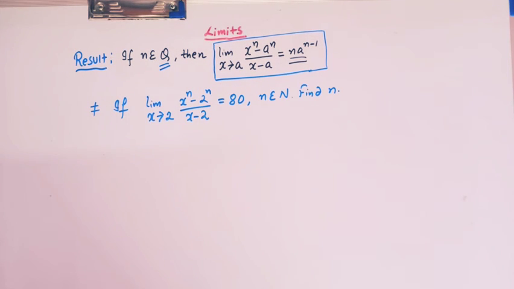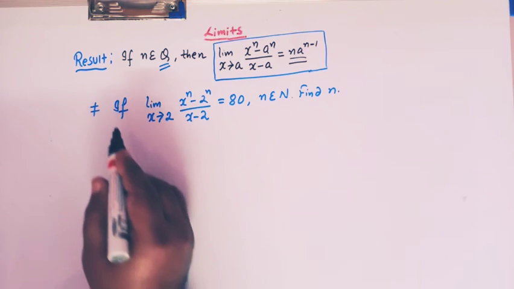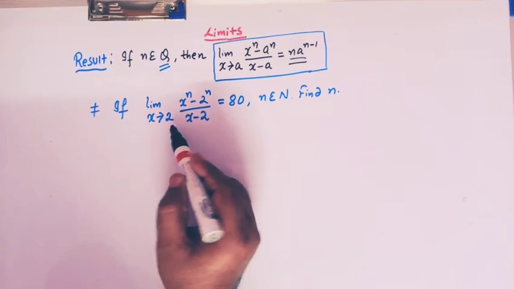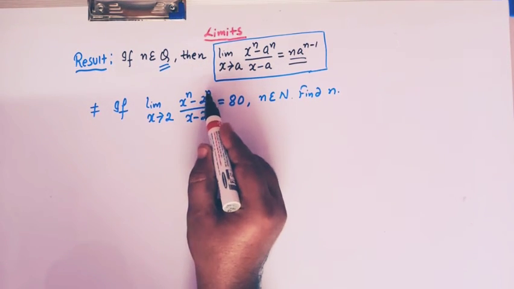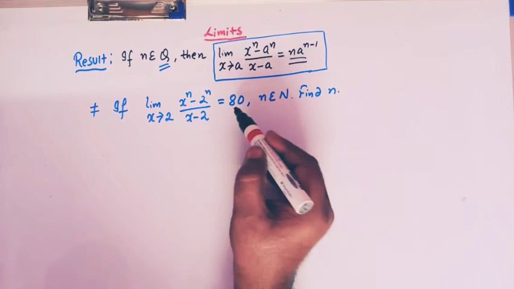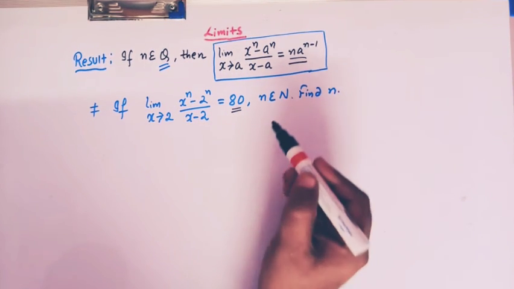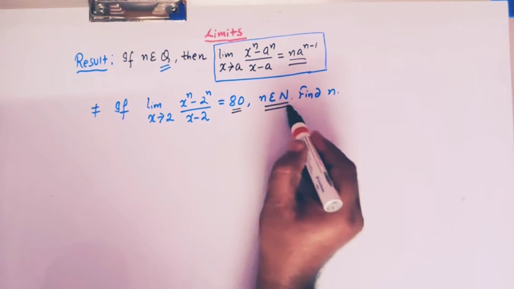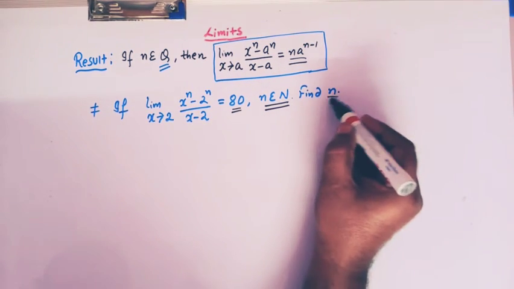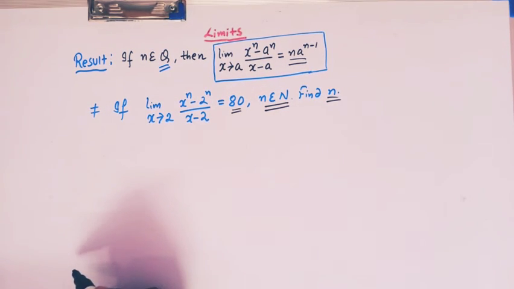So now viewers, let us take one more problem. Here we have limit x tends to 2, x raised to n minus 2 raised to n divided by x minus 2 is equal to 80, where n belongs to the set of natural numbers, and we have to find the value of n, right?